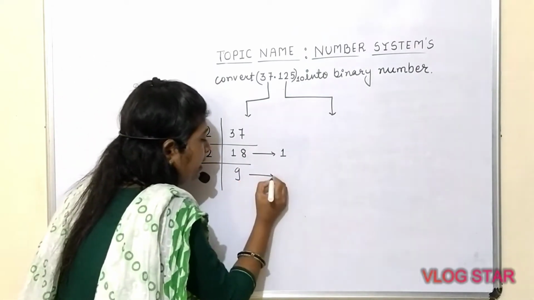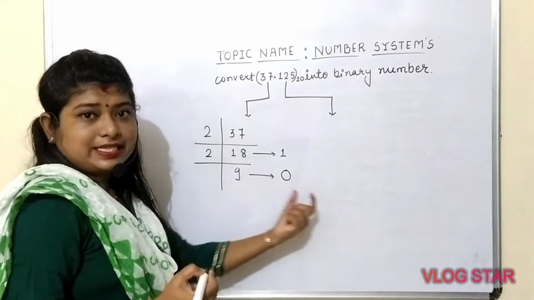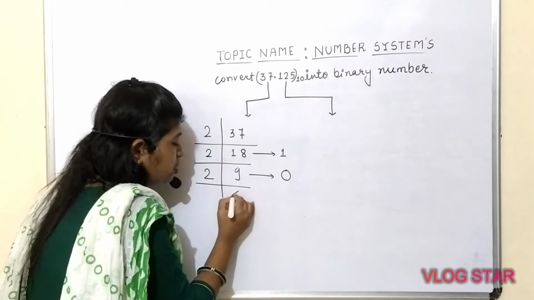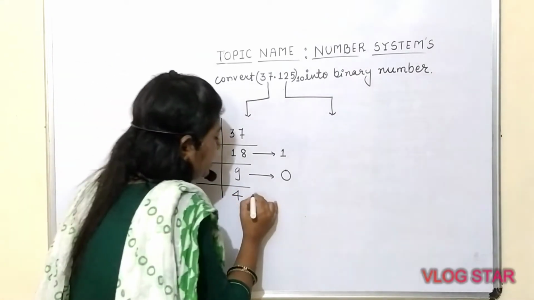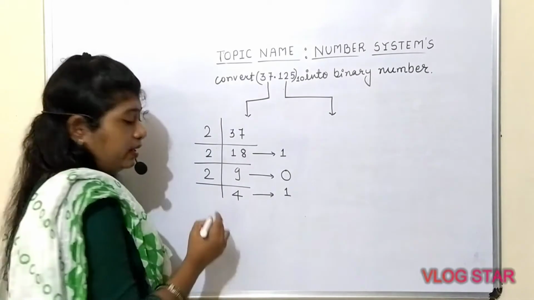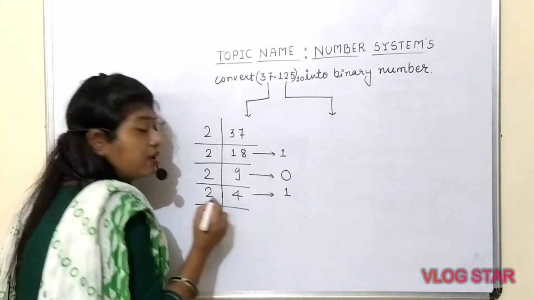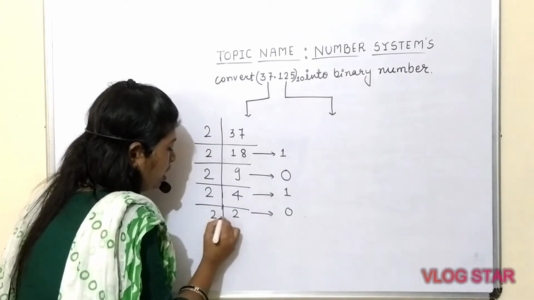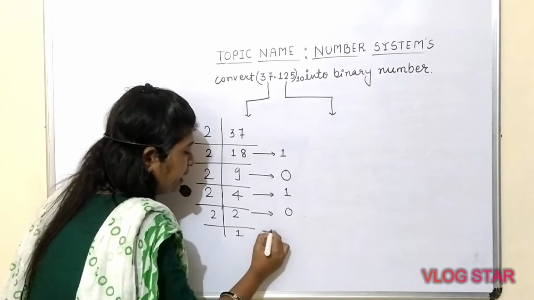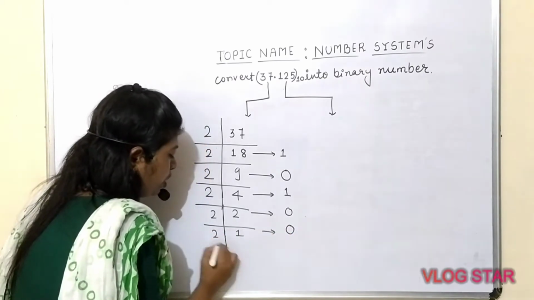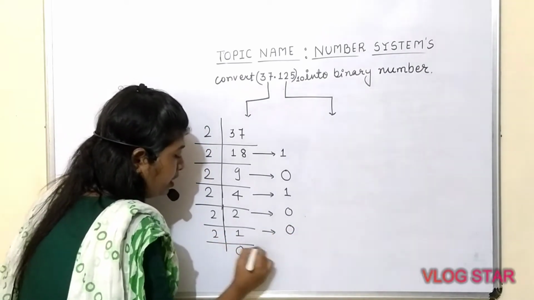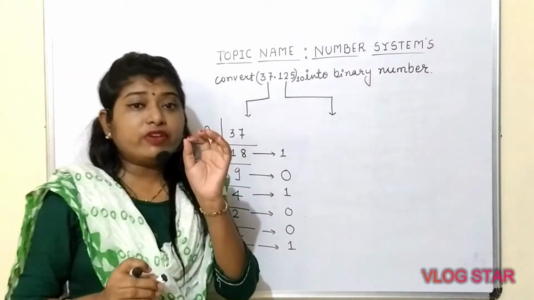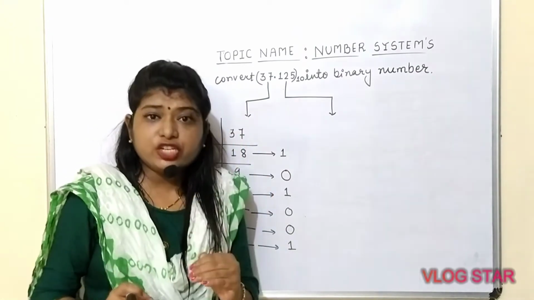Here you will get 9, and what would be the remainder you will get? 0. Again you have to divide this particular number by 2. After division the quotient will be 4. What would be the remainder you will get? It is 1. Again you need to divide 4 by 2. So the quotient will be 2, remainder will be 0. Again you need to divide, you will be getting here 0. If you are going to divide 1 by 2, here you will get 0 and the remainder will be 1. I hope you have understood how to perform the division.